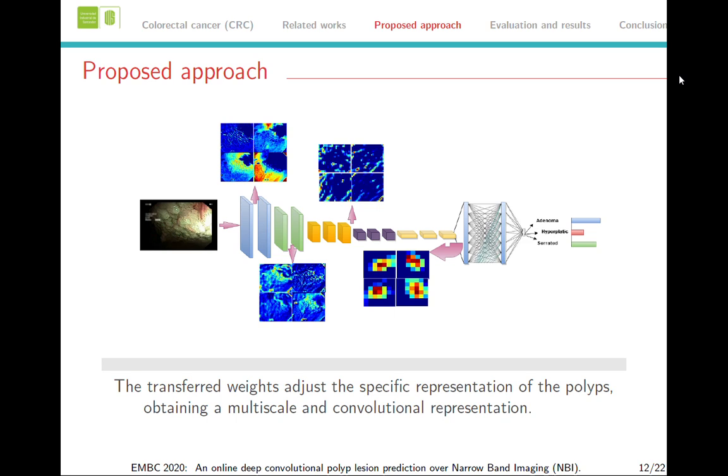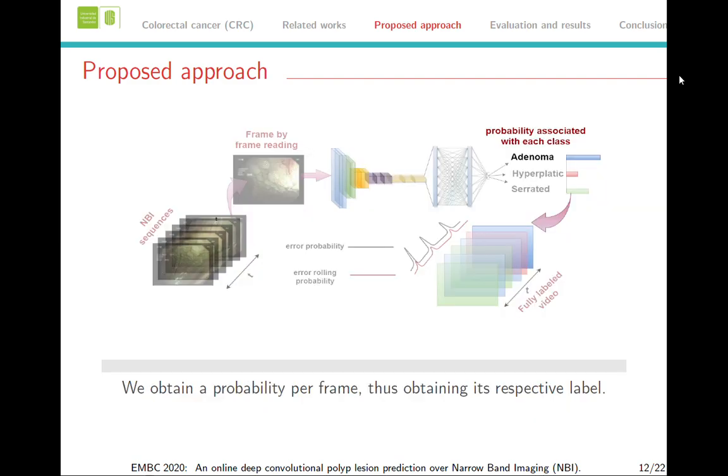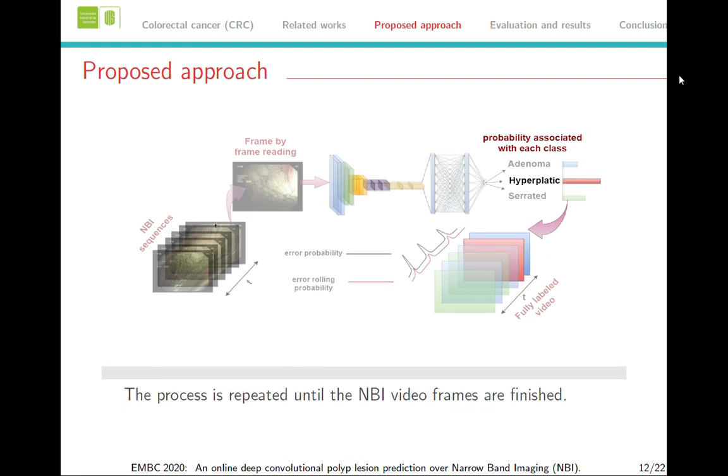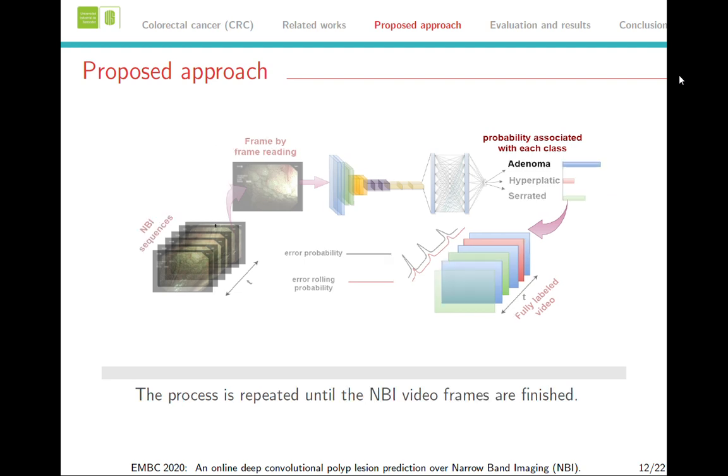At this point, we have a multi-scale convolutional representation. We can recognize for the different polyps certain characteristics that are potentially associated with the disease. Our CNN is so powerful that it is able to retrieve the vascular patterns for its biomarker. Then, each frame is labeled according to the highest probability obtained. This process is repeated until the NBI video frames are finished.